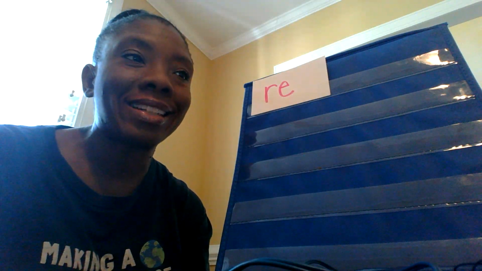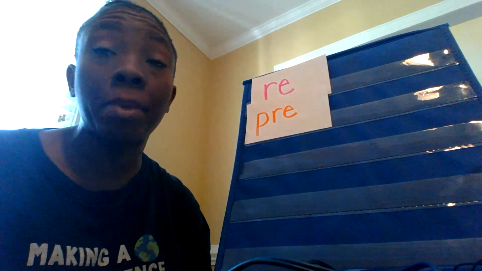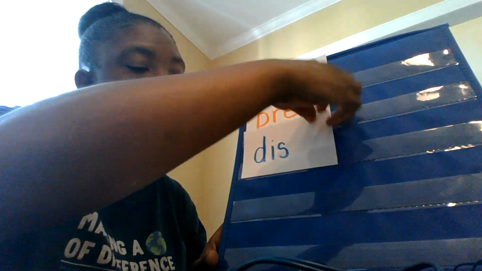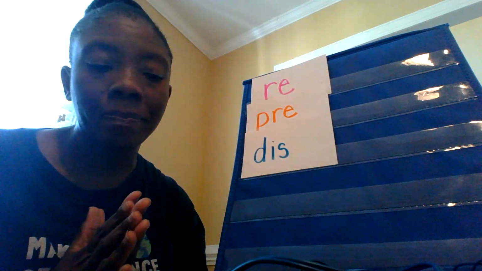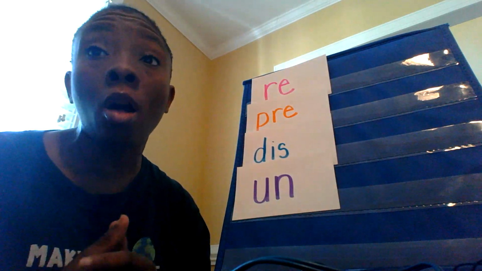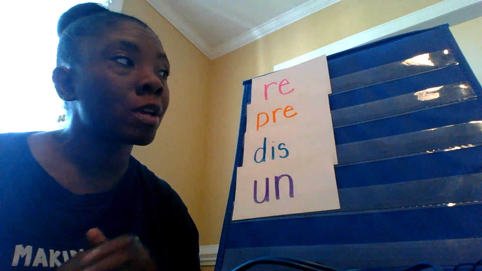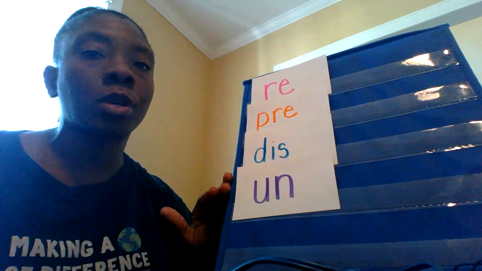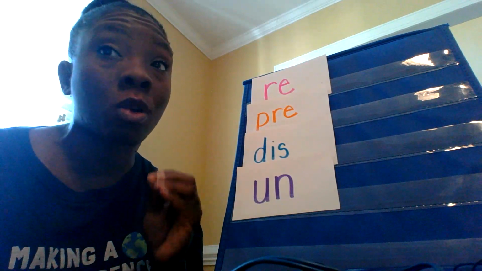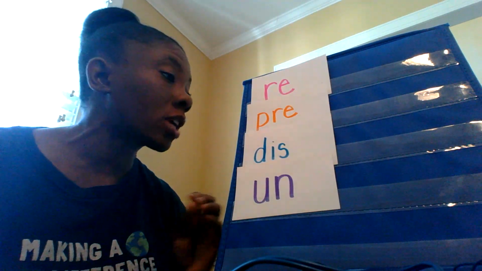The prefix re means again. Our second prefix is the prefix pre, which means before. Our third prefix is dis, which means not. And our fourth prefix is the prefix un, which also means not. Okay? So all of our words this week, except for the tricky words, are going to have one of these prefixes attached to the beginning of a base word or root word to change its meaning.